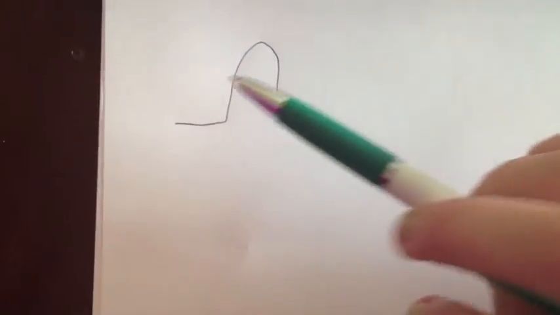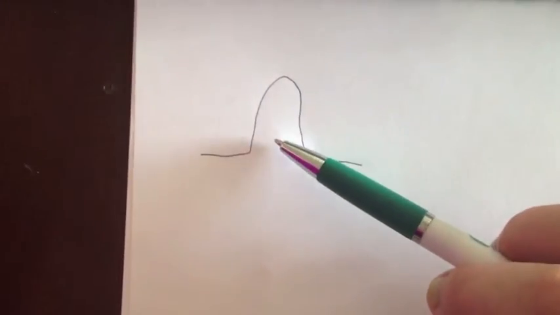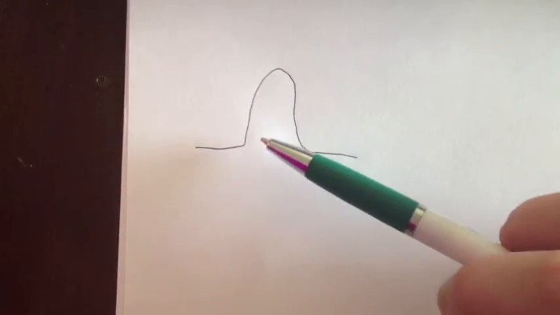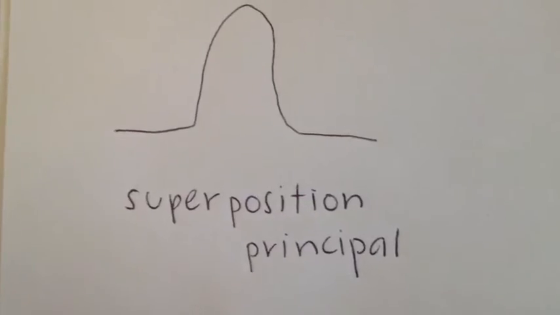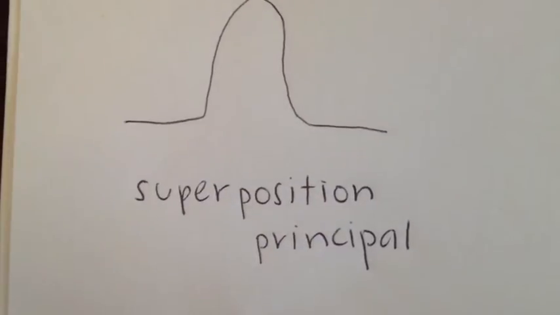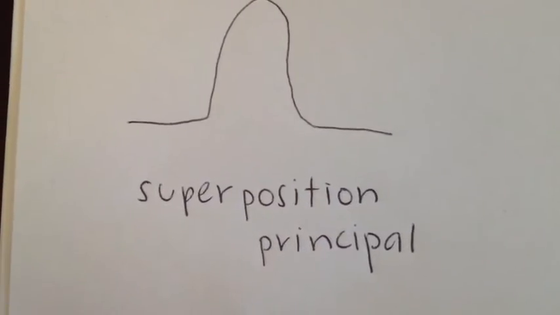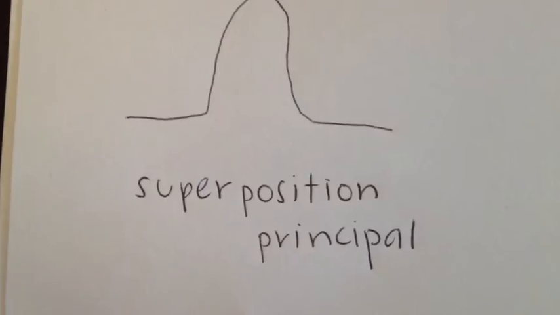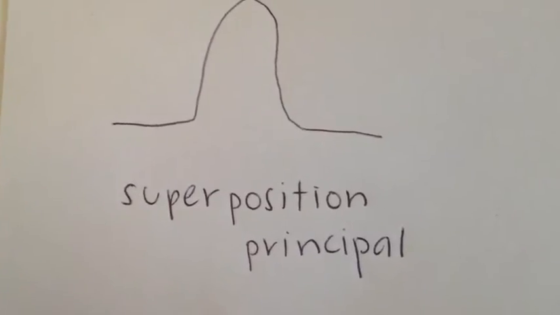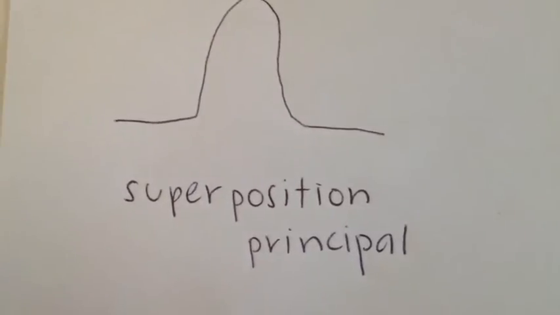The amplitude of the resultant wave is exactly the sum of the amplitudes of each pulse. This is also known as the superposition principle. According to this principle, when two or more waves travel through a medium at the same time, the resultant wave is the sum of the displacements of the individual waves at each point.